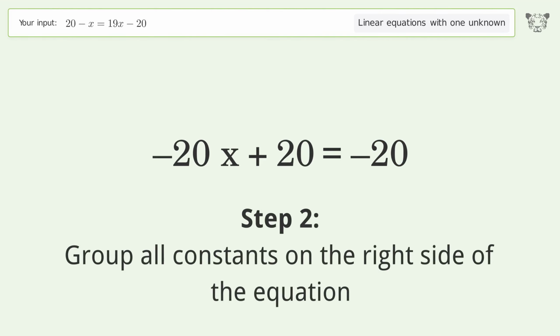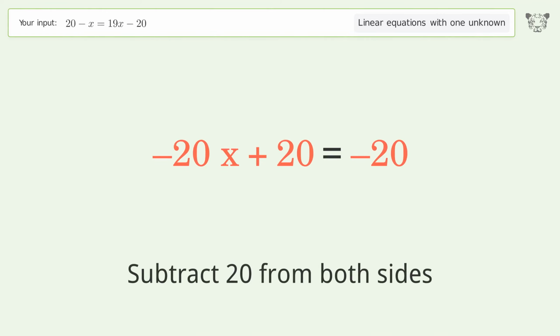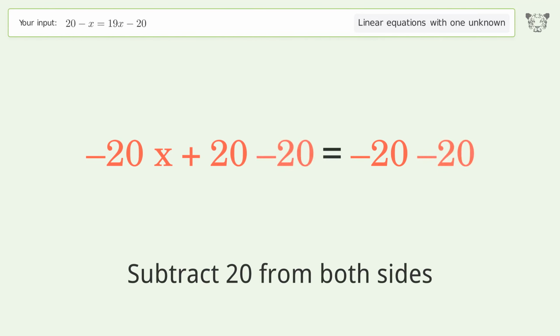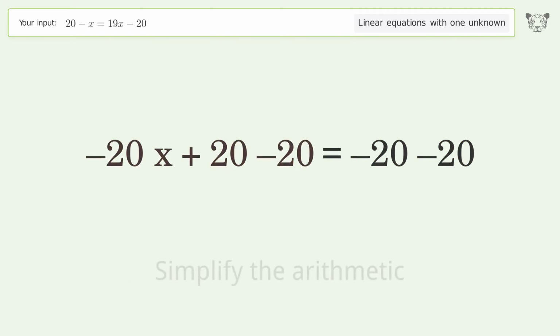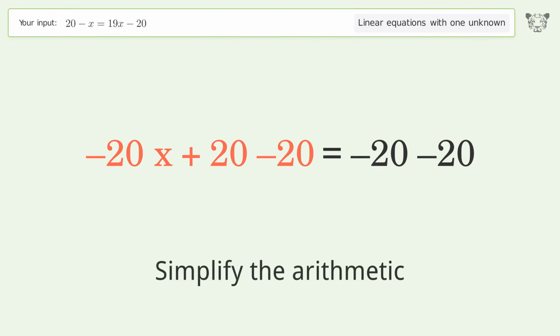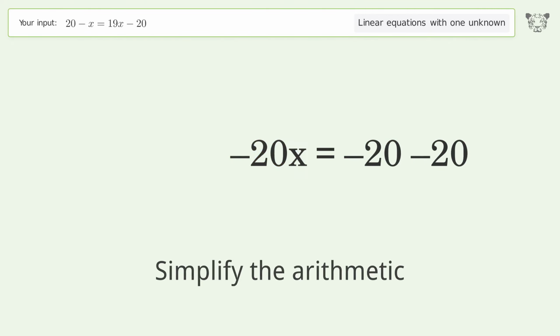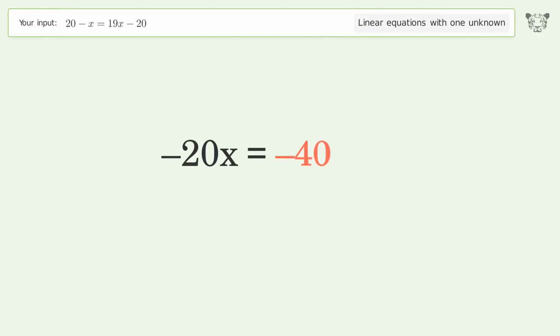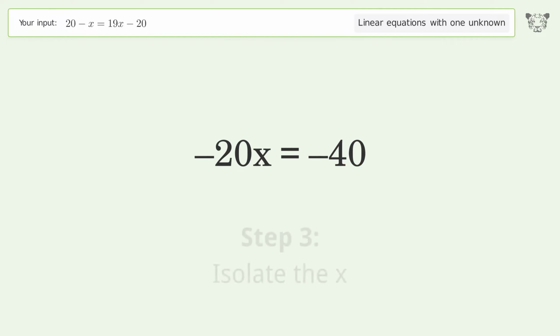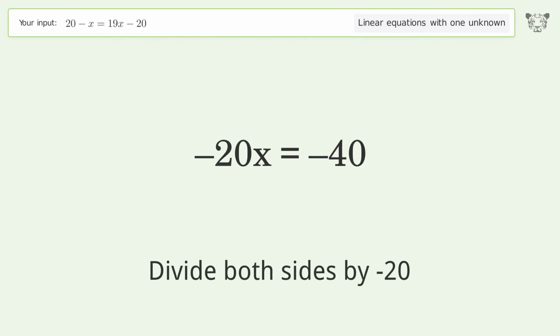Group all constants on the right side of the equation. Subtract 20 from both sides. Simplify the arithmetic. Isolate the x. Divide both sides by -20.